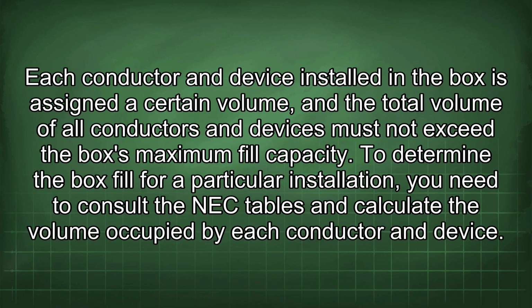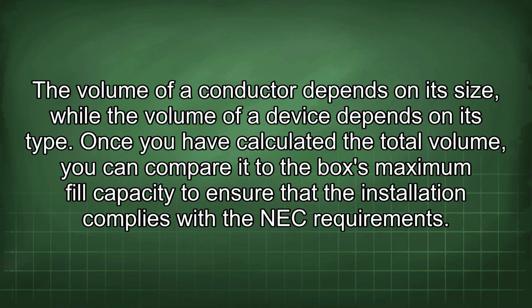Each conductor and device installed in the box is assigned a certain volume, and the total volume of all conductors and devices must not exceed the box's maximum fill capacity. To determine the box fill for a particular installation, you need to consult the NEC tables and calculate the volume occupied by each conductor and device. The volume of a conductor depends on its size, while the volume of a device depends on its type. Once you have calculated the total volume, you can compare it to the box's maximum fill capacity to ensure that the installation complies with the NEC requirements.